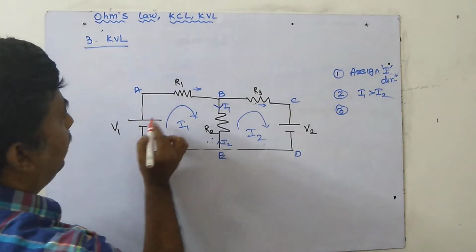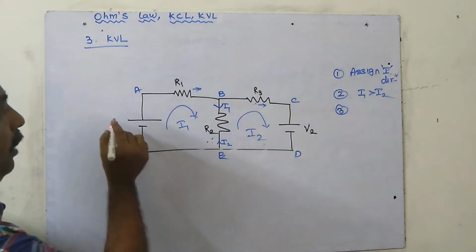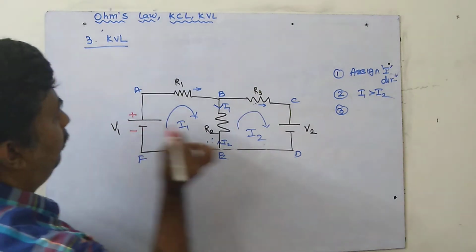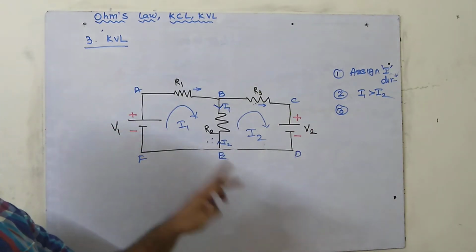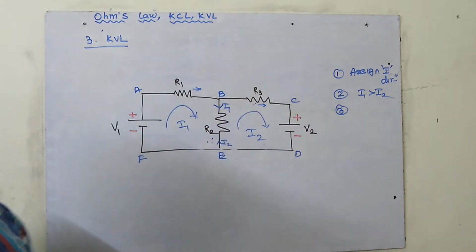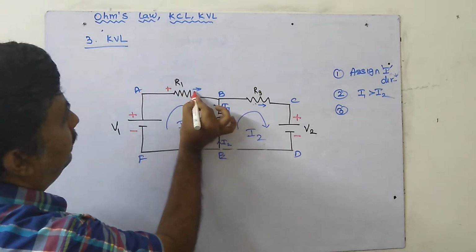Here, in the source we cannot put plus minus, because the source is given. In the source, the longer line will be positive and the shorter line will be negative. It is fixed. We can assign plus minus only for a resistor. In this resistor, I1 is flowing in this direction, so this is the incoming point and this is the outgoing point.